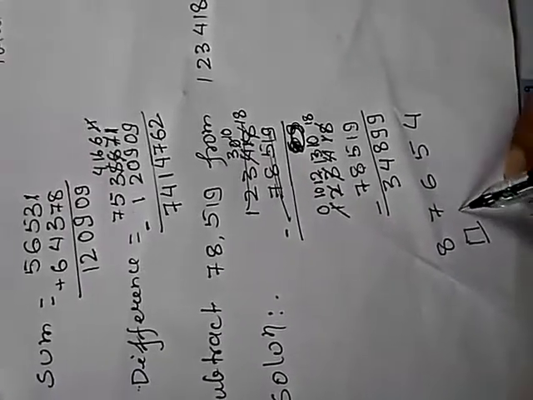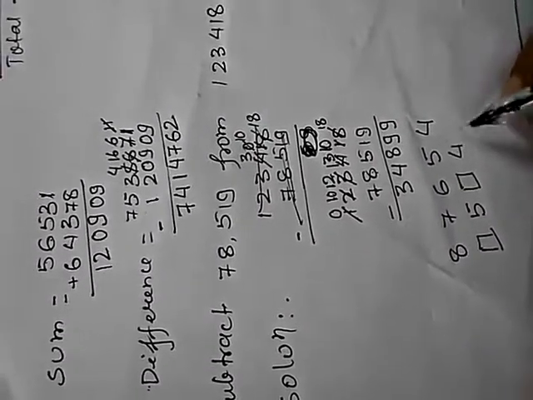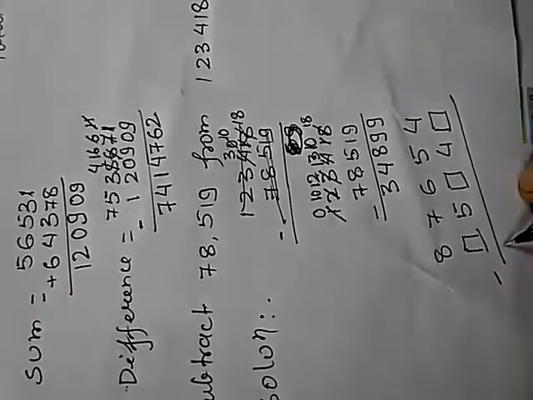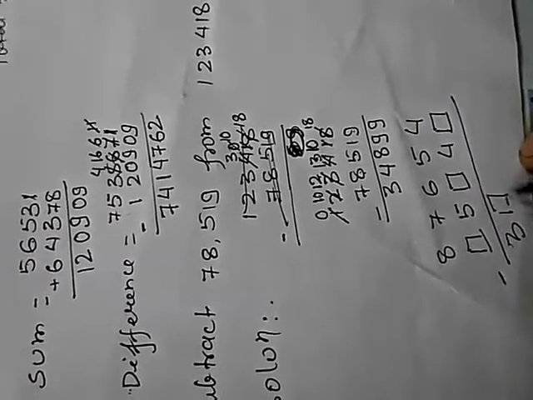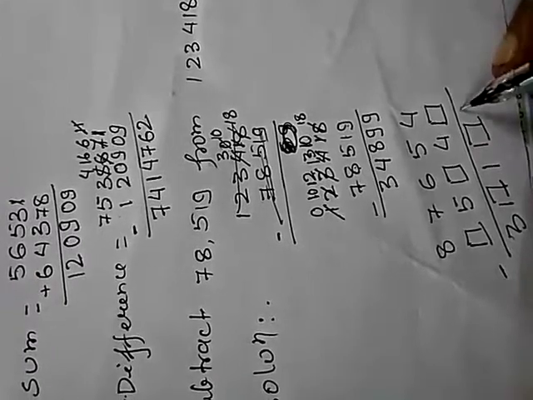Now see, a blank position is there. We have to fill up. 5 is written here. A blank empty space. 4. Here also empty space. Minus sign is put there. And here it is written 3. Empty space, 1, empty space, and again 2.